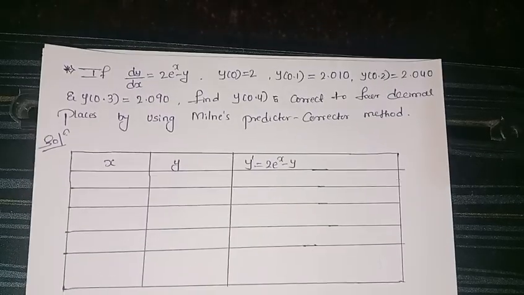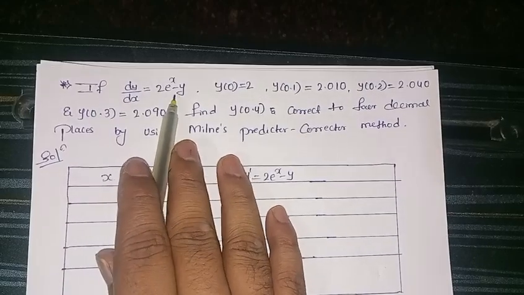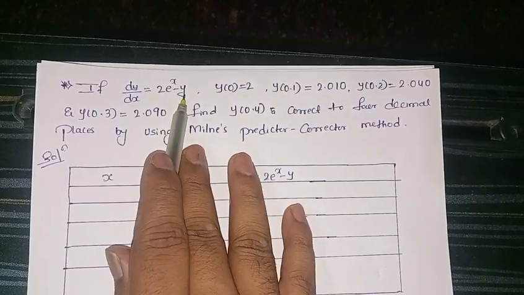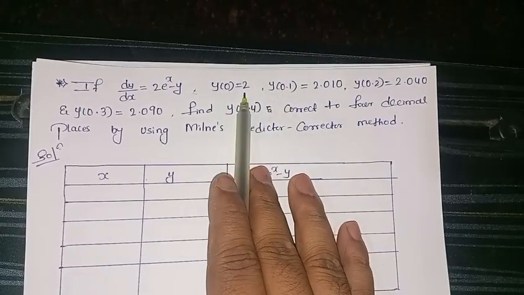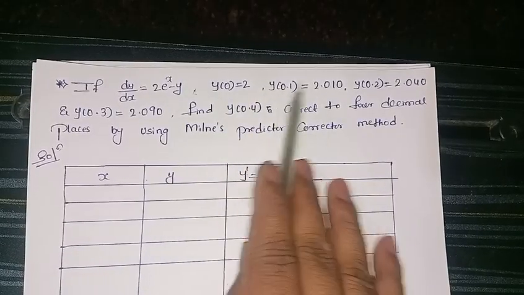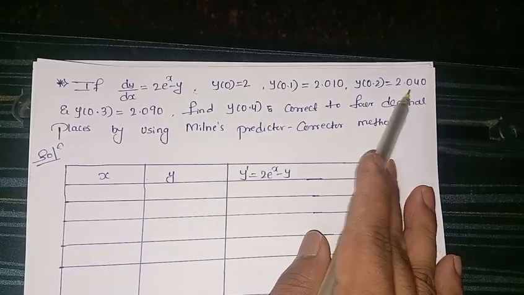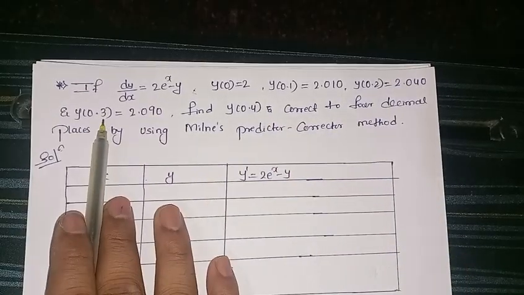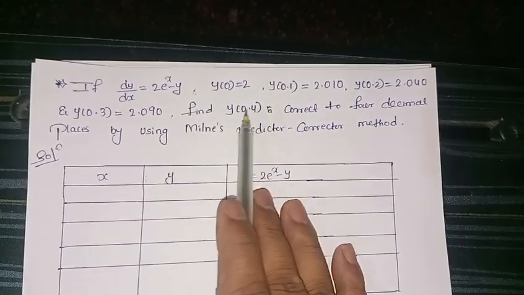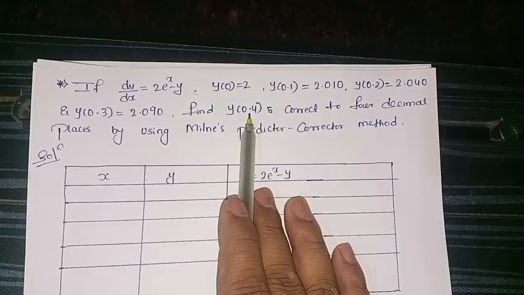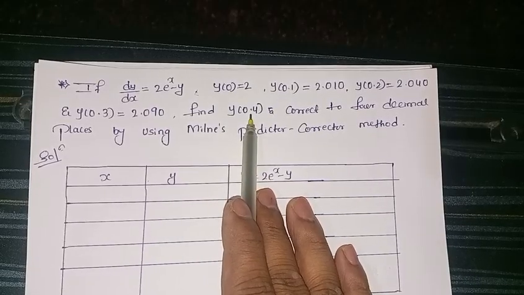Now let me take this example. If dy by dx equals 2 times e power x minus y, with the conditions y of 0 equal to 2, y of 0.1 equal to 2.010, y of 0.2 equal to 2.040, and y of 0.3 equal to 2.090. Using these 4 conditions, we have to find the next value, y of 0.4.